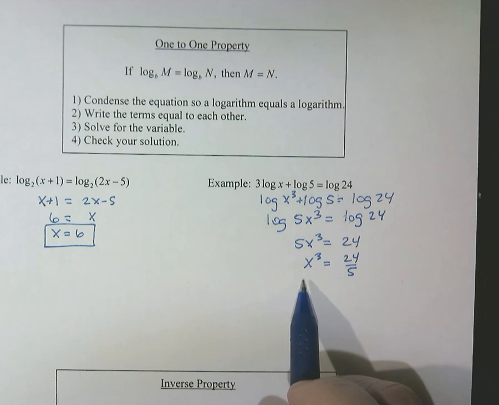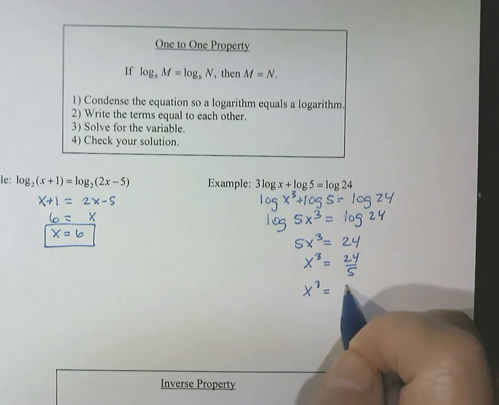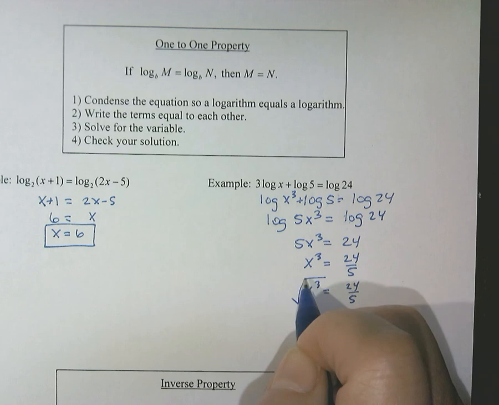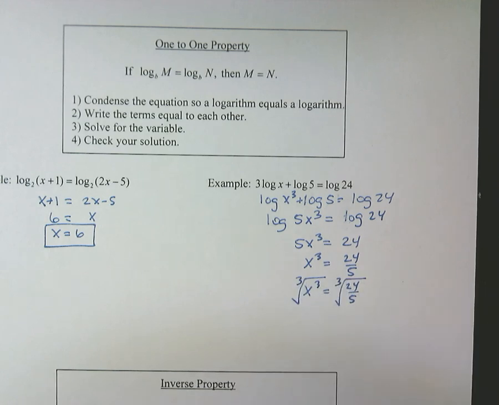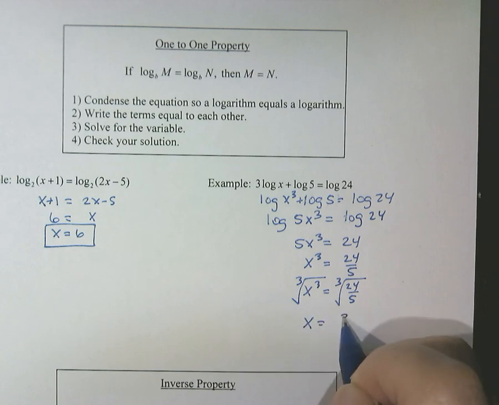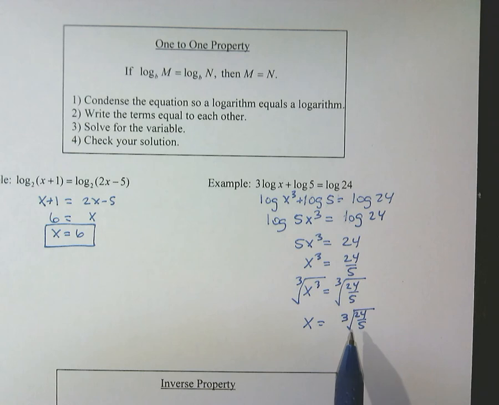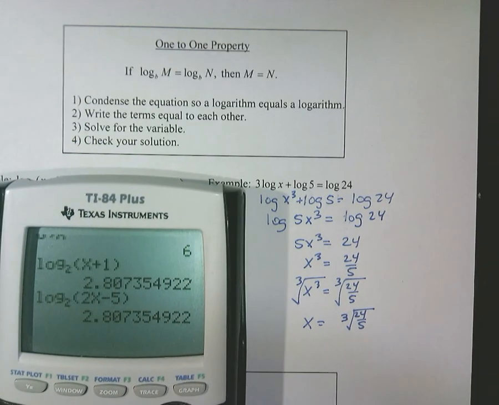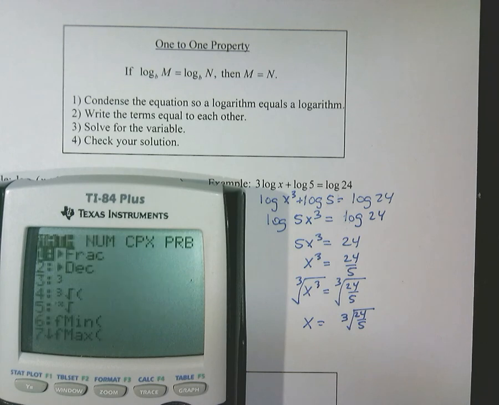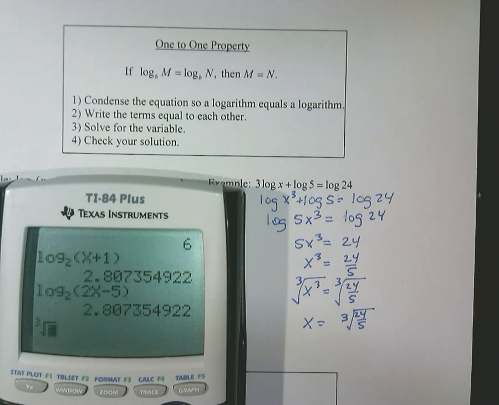I need to take the cube root of both sides. What I mean by that, I'm going to take the cube root here, and I'm going to take the cube root here. So it's going to get me x is equal to the cube root of 24 over 5. There's really nothing wrong with that answer, but mostly with exponents and logarithms, you're going to get a decimal answer. So I'm going to do the cube root. So I go to math, down to number 4, and I'm going to do 24 divided by 5.